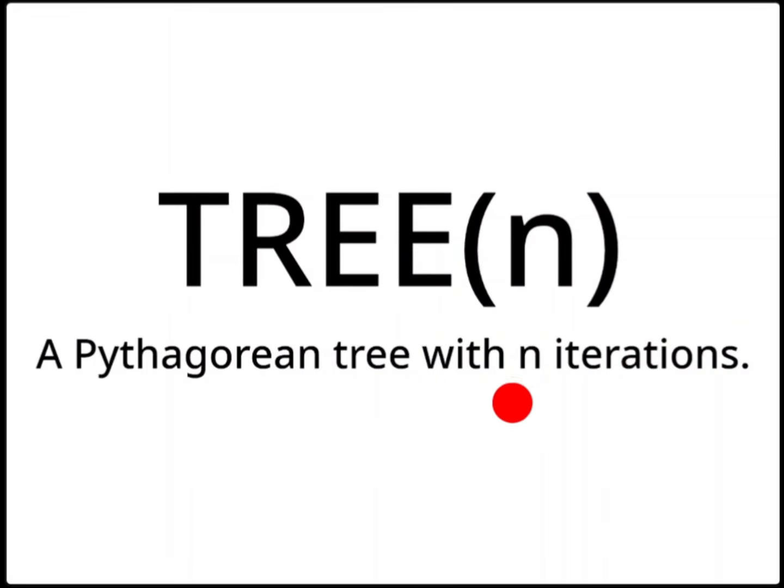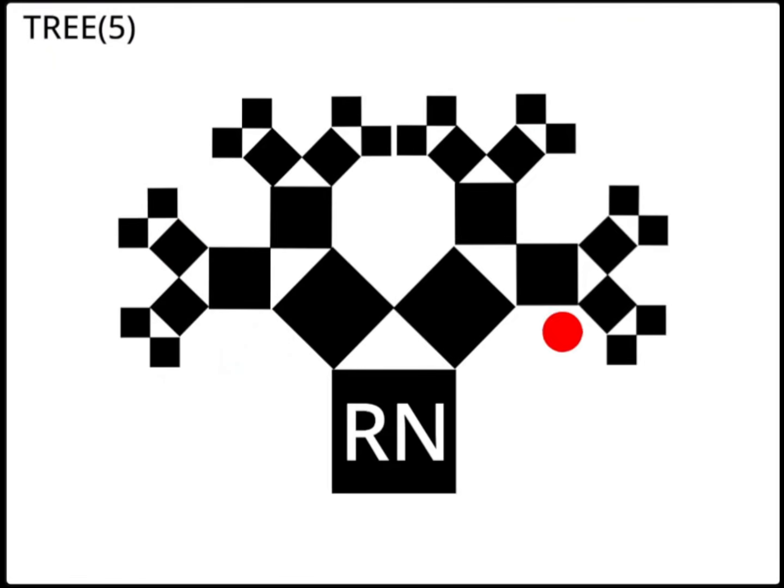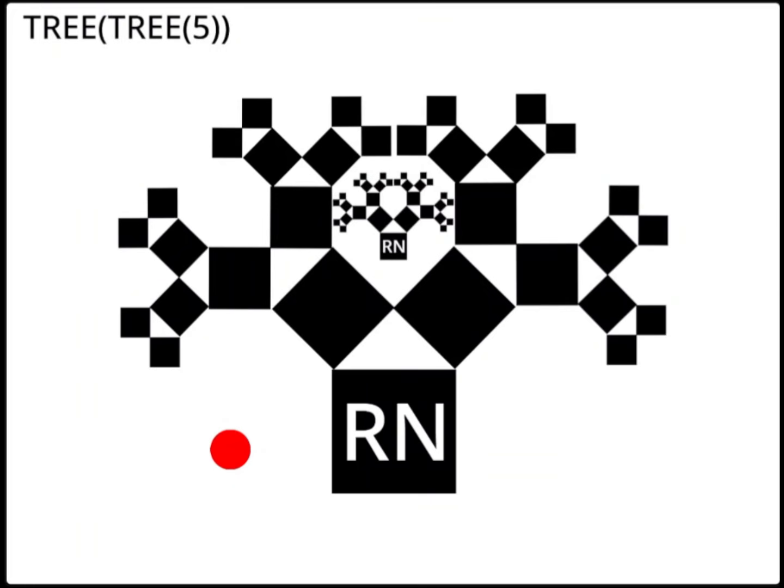Sorry. So, my tree n function is a Pythagorean tree with n iterations, like the Pythagorean tree fractal. So, tree 1 looks like this. Tree 2 looks like this. Tree 3 is this. Tree 5 is this. And you can see how this goes. Once we get to trees that are really big and you cannot tell how many iterations there are just by looking at it, we can put another number here to show how many iterations it has. So we can nest it as well.